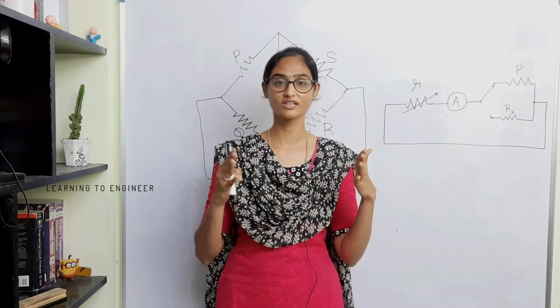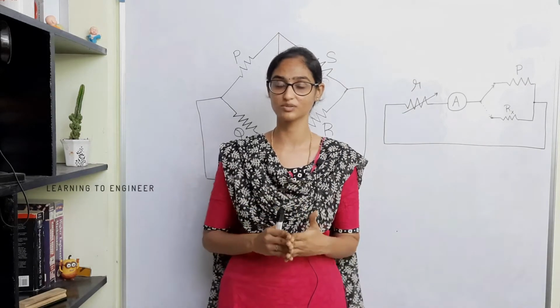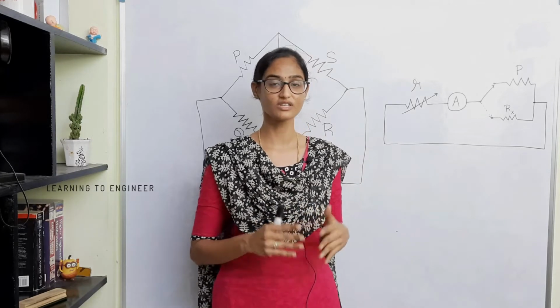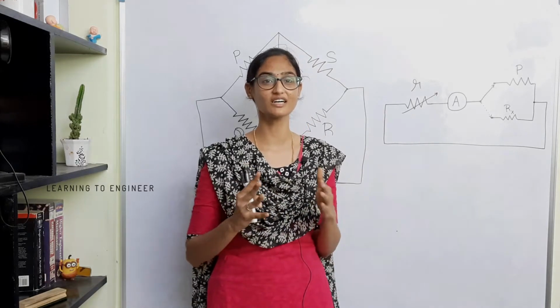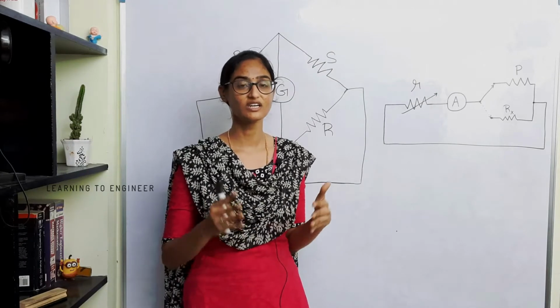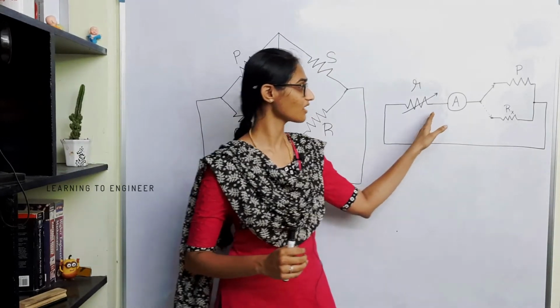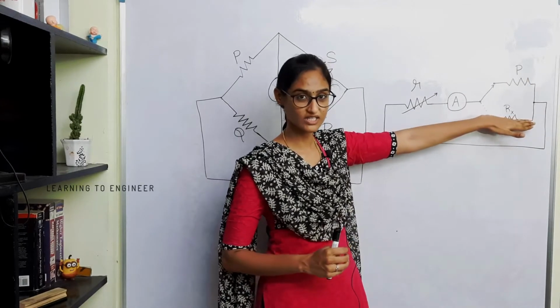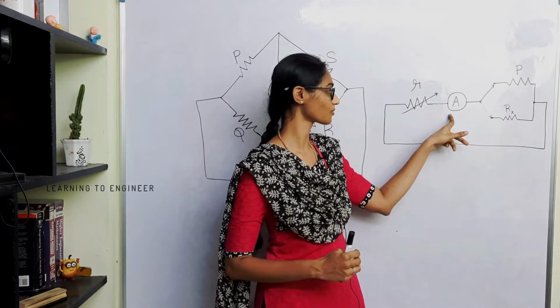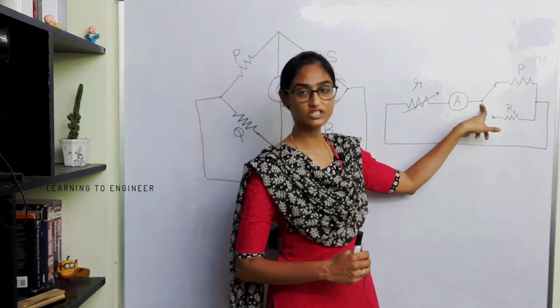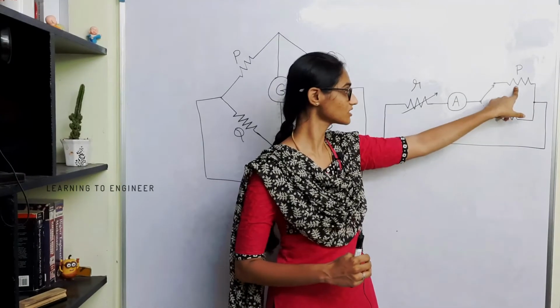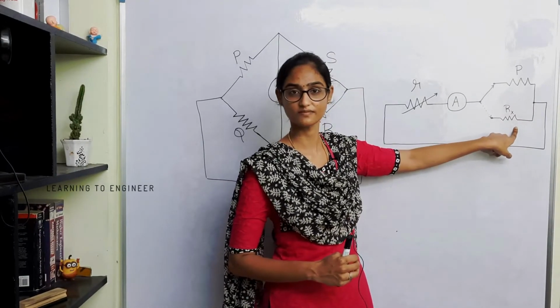Before we know the Wheatstone's bridge of resistance measurement, we should first know the principle of operation for any kind of resistance measurement bridge. It is the substitution method. In the substitution method, you have a known resistance, also an unknown resistance, and then an ammeter. You will have a switch which toggles between the known resistance and then the unknown resistance.